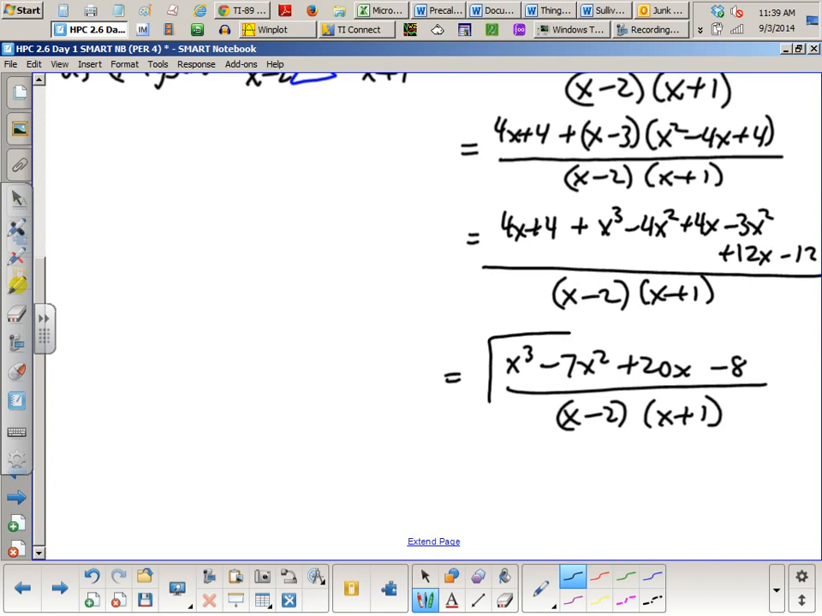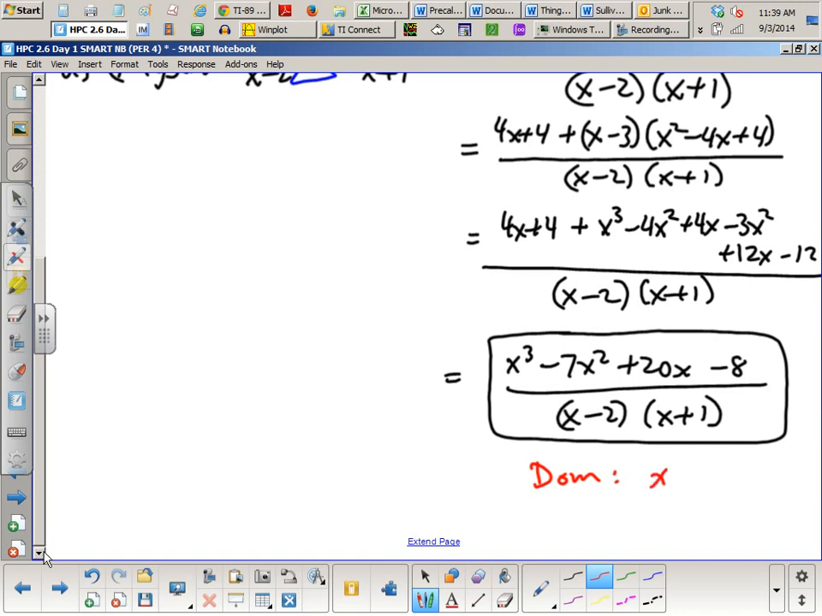Okay, but what's my domain? What's the domain? Yeah, Chase? Right. You can tell what the domain is by looking at your answer, but honestly, we had already said at the outset of this problem that these were forbidden numbers, and they are still forbidden. So you can just go with the original things you wrote down, plus the fact that the answer has an x minus 2 and x plus 1 downstairs. So they're forbidden either way you look at it.